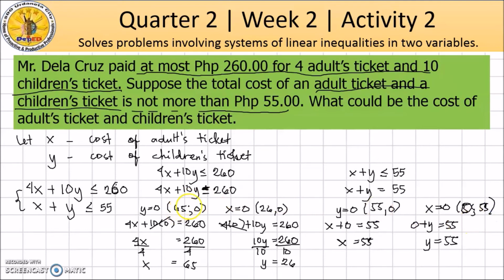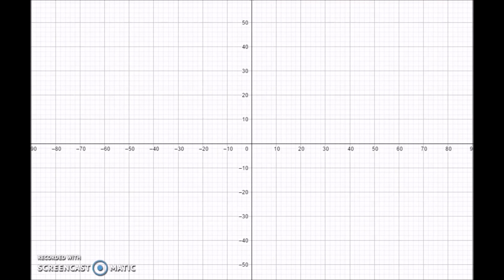Now, after solving for the x- and y-intercepts of each inequality, we are ready to plot and graph. But take note, since we are using the less than or equal inequality symbol, we're going to use a solid line. We plot the computed intercepts: (65, 0) and (0, 26). Correction for what we solved: it is (0, 26), not (26, 0). Next, we have (0, 55) and (55, 0). Take note, our Cartesian plane here is in a scale of 10.